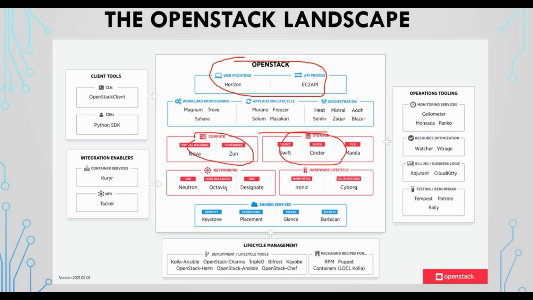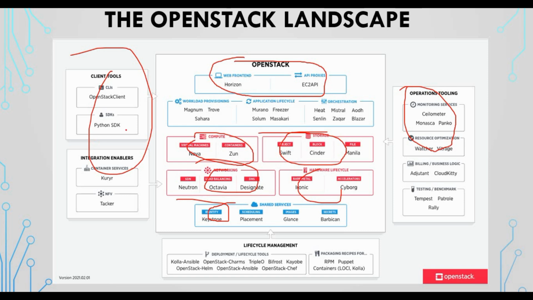These are the storage services. This is the networking part. This is the hardware. This is the Keystone and the shared services, right. And we have other tools like Ceilometer, Watcher, and all those things. We have client tools like the OpenStack client and SDKs. So this is a simple OpenStack landscape.